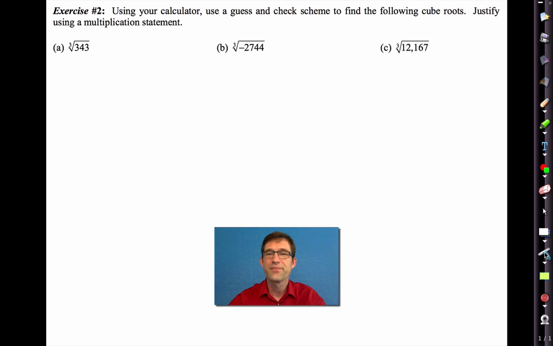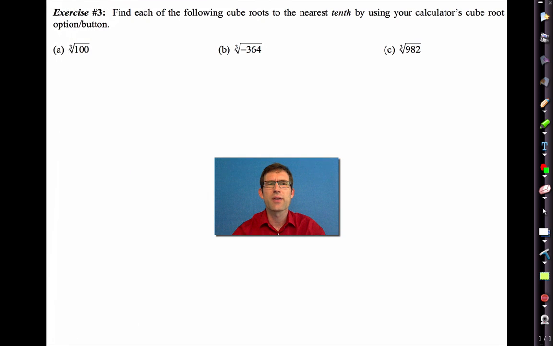Okay, here it goes. Now, maybe you bought your calculator, maybe your school loaned you one. These are some good calculators. There's got to be a way to do it on a calculator.